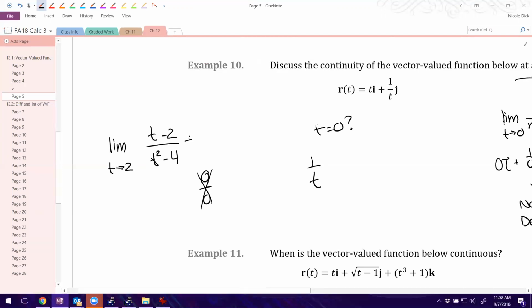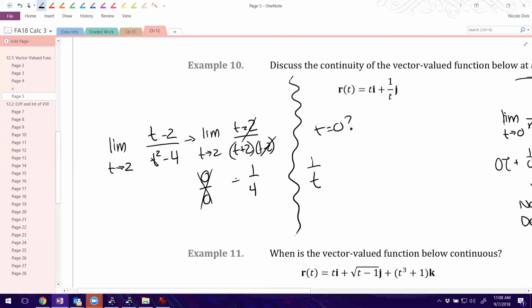So I can take this, and this is the same thing as the limit as t approaches 2 of (t minus 2) over (t plus 2)(t minus 2). Those guys cancel out, and yay, now I can go back and evaluate this limit, right? So that's what I'm asking here: can we do something like that to this problem that we're working with now in 3 dimensions? Is there a way I can fix this discontinuity, that I can rewrite the problem to remove it?